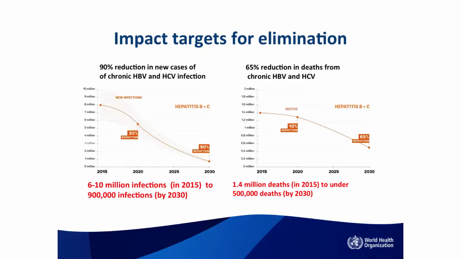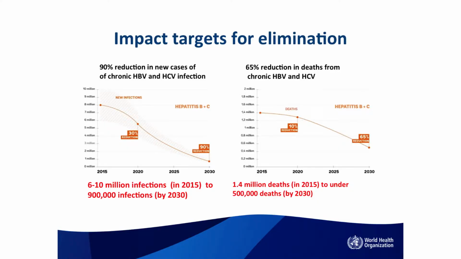We would achieve, according to the modeling work we've been doing with Imperial College, a 90% reduction in new cases of chronic hepatitis B and C infection. Obviously with a milestone again in 2020, which is somewhat less impressive. And that would mean that from where we currently are, and we define it as a range, from the 6 to 10 million infections this year, it should be brought down to less than 1 million. So this is the 90% reduction.